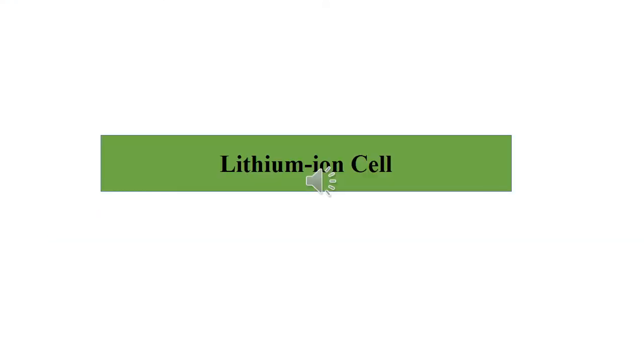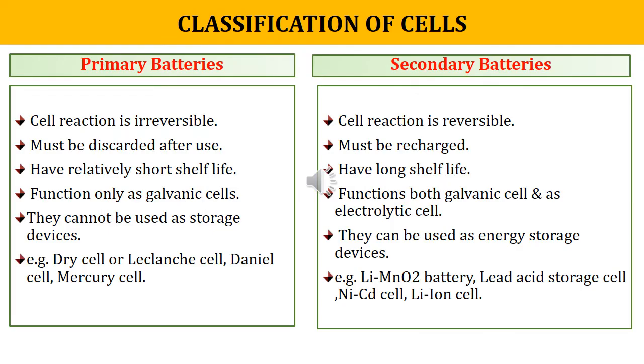The last part of this session is the lithium ion cell. Before going to the lithium ion cell, first we have to know what batteries are and what the difference between primary and secondary batteries is. A battery is a device consisting of one or more electrochemical cells with external connections for powering electrical devices. We can divide batteries into two types, primary batteries and secondary batteries. Primary batteries are irreversible, whereas secondary batteries are reversible.